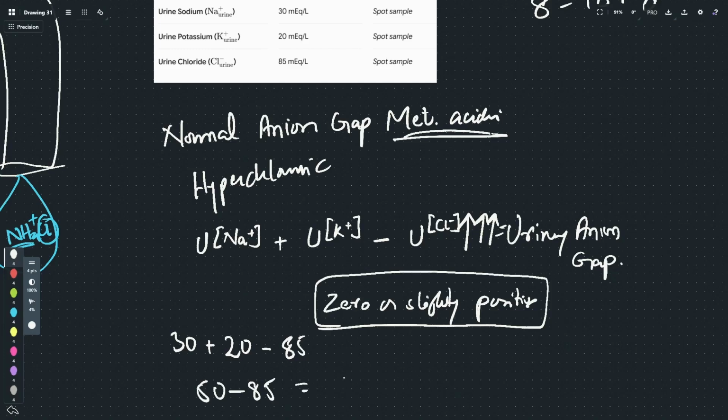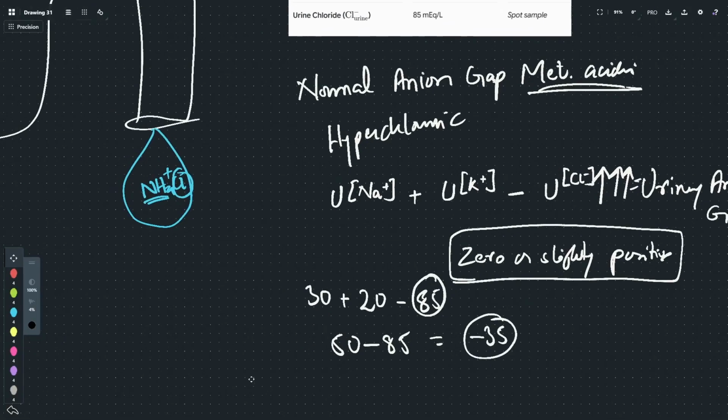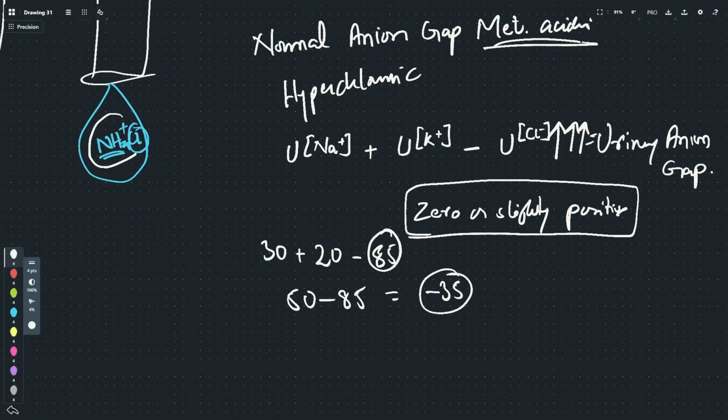60, 70, 80, 35. Yeah, minus 35 would be there. So you see it is very negative, minus 35. If it is very negative, it means chloride is very high in urine. It means if chloride is high in urine, we know there must be NH4 positive that would be high in urine, right? So yeah, in some cases it must be falsely positive or negative.